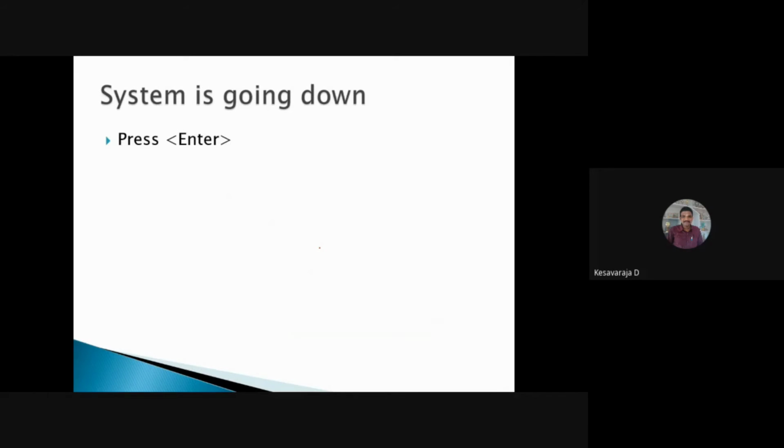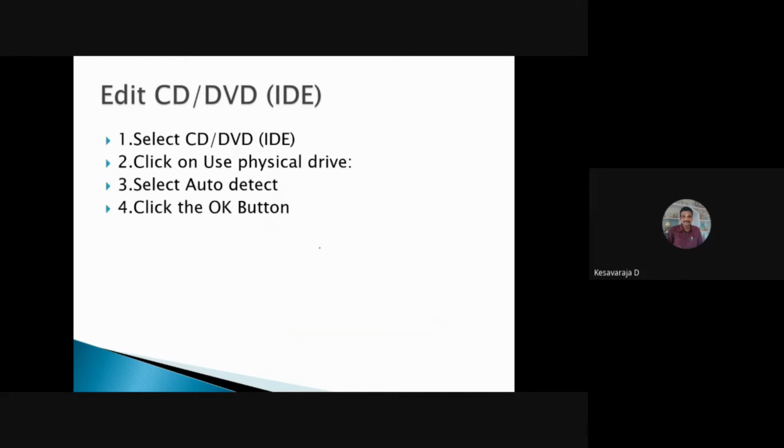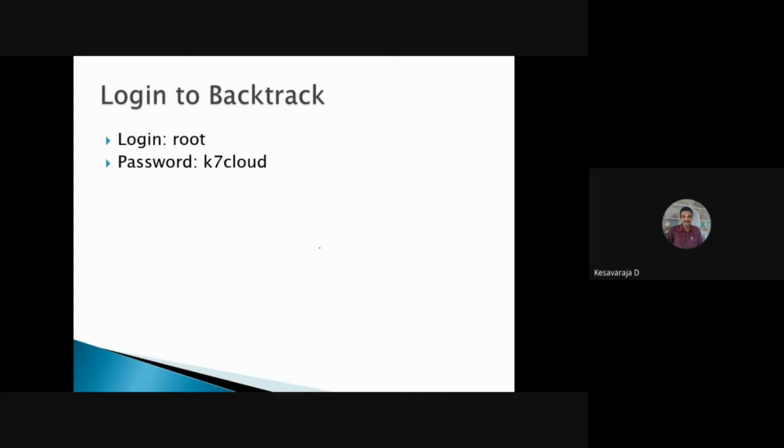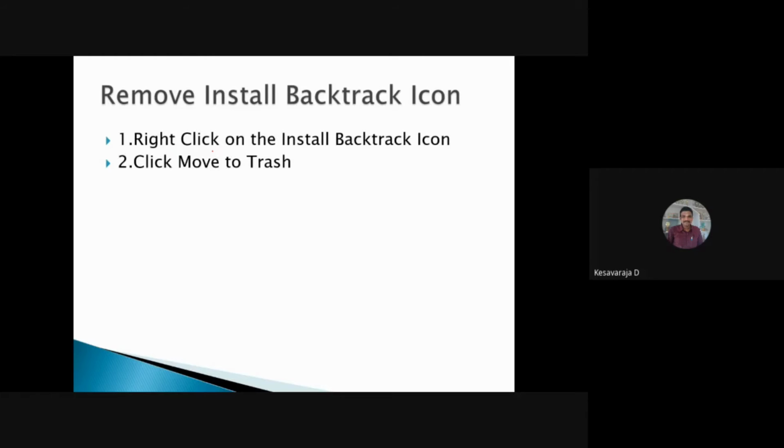Press enter, which will open the virtual machine settings. This is not required. It will ask for a username and password. During the installation, you provide the username and password. The default username is root. Then you provide the password. After that, you type startx. Startx is a command used to open BackTrack in a GUI-based environment.